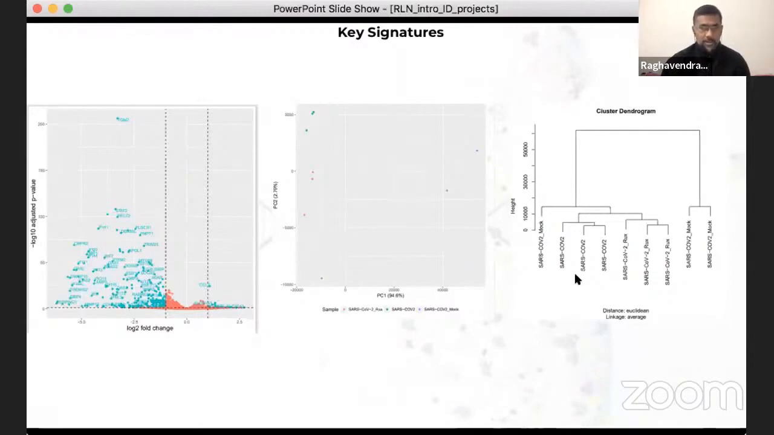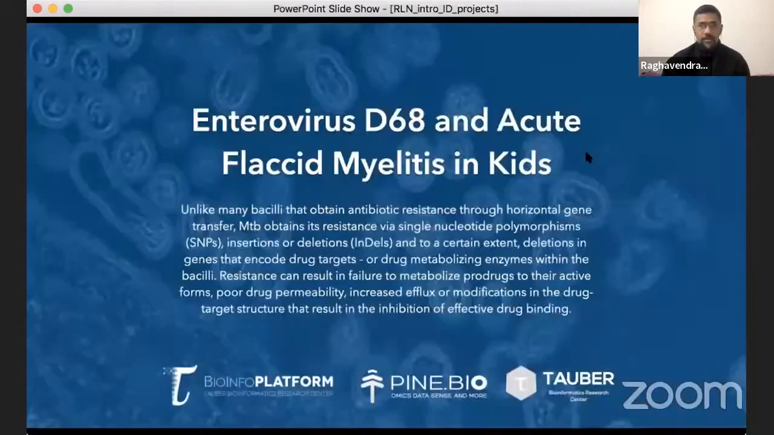During the course of this project, you will learn how to do such analyses, the logic behind them, and how to interpret them in the context of the data or the biological question at hand. The next project we will be introduced to is on the outbreak of enterovirus D68, or EVD68 in short.